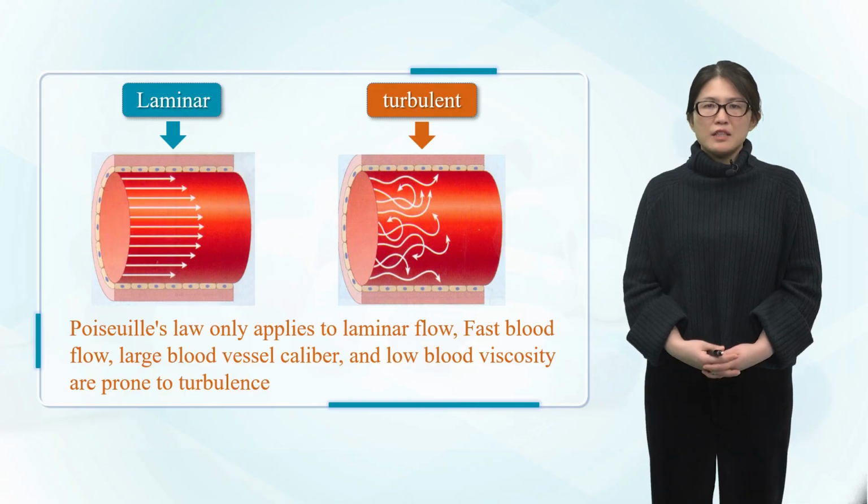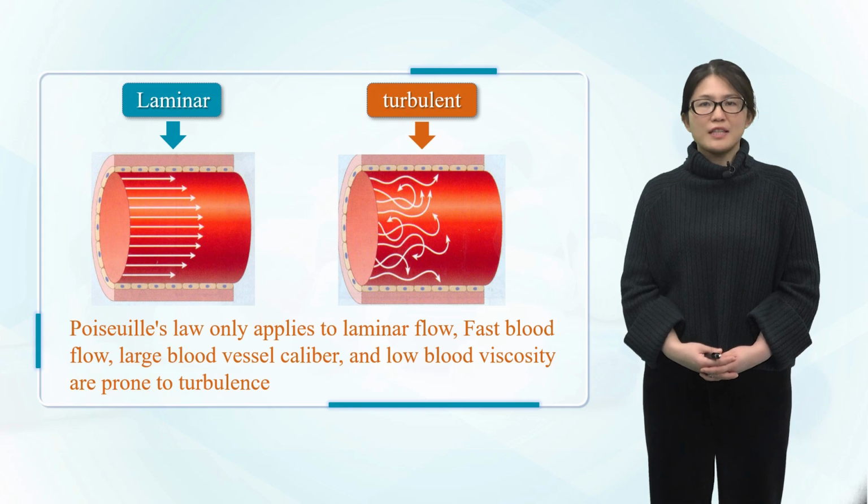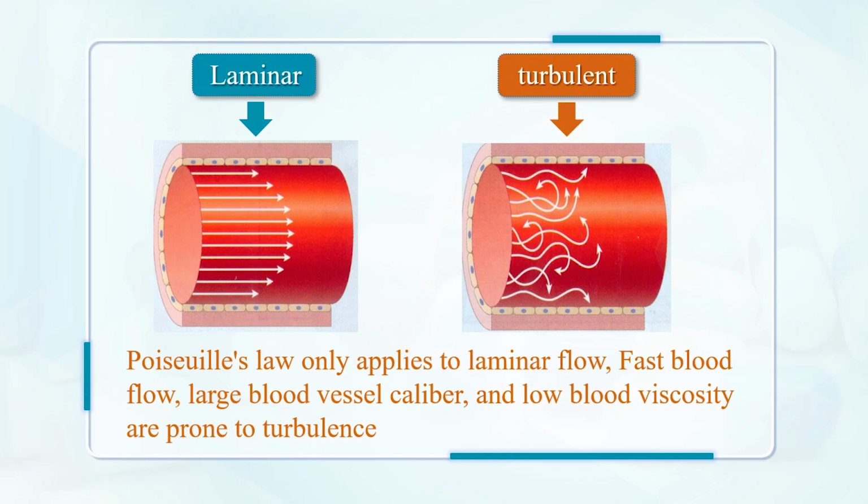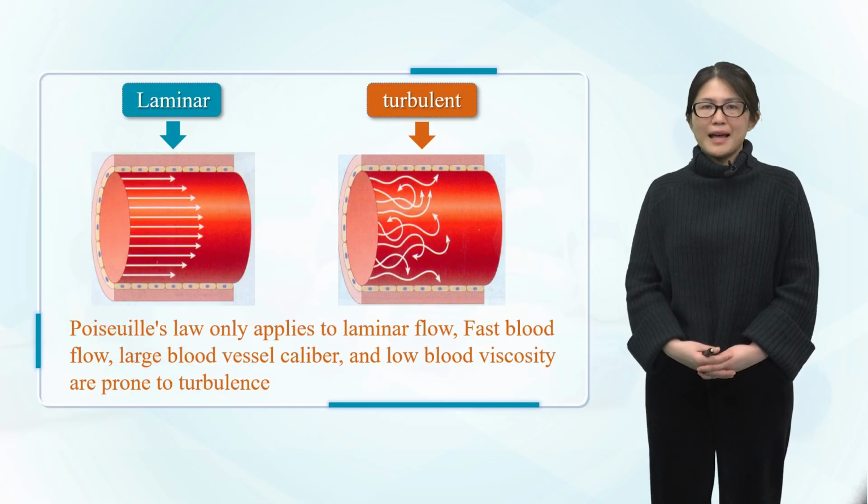In laminar flow, the flow direction of each particle in the liquid is the same, parallel to the long axis of the pipe, but the flow velocity of each particle is different. The velocity at the axis is the fastest, and the closer to the pipe wall, the slower the velocity. Poiseuille's law only applies to laminar flow and normal circumstances. The blood flow of the human body is mainly laminar flow.